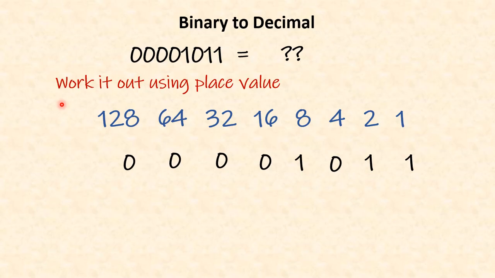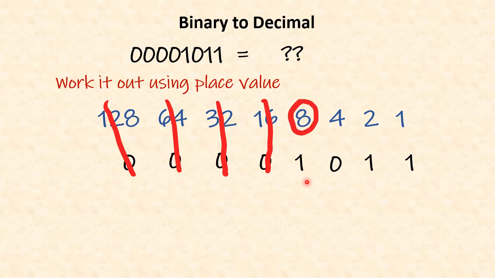Okay, now this is really simple. We're just going to say, well, there is no 128, so we'll cross that off. And there are no 64s, so we'll cross that off. And there's no 32s, cross that off. And the same for 16. However, there is an 8. We've got a 1 in this column, so we've got an 8. So we're going to keep the 8. There's a 0 here, so we're going to cross off the 4. And there's a 2, so we're going to keep the 2. And the last one is a 1.